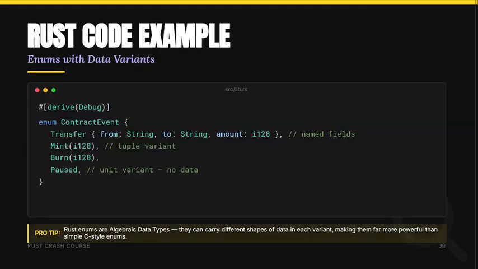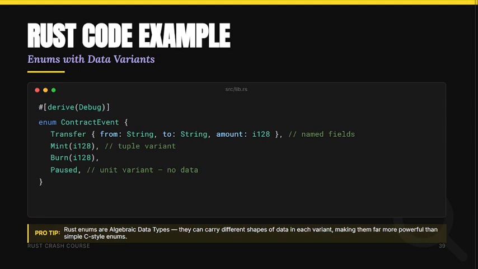Look at what this single enum expresses. A transfer event that carries three named fields: from, to, and amount. So that is the sender, the recipient, and the amount. It also has a mint event that carries an amount, i128. A burn event also just carries an amount. And pause carries no data at all.